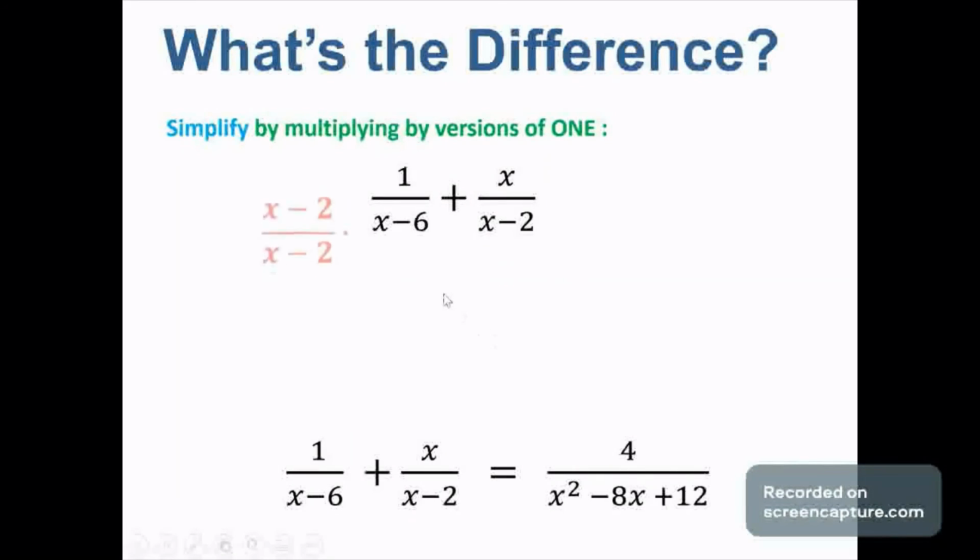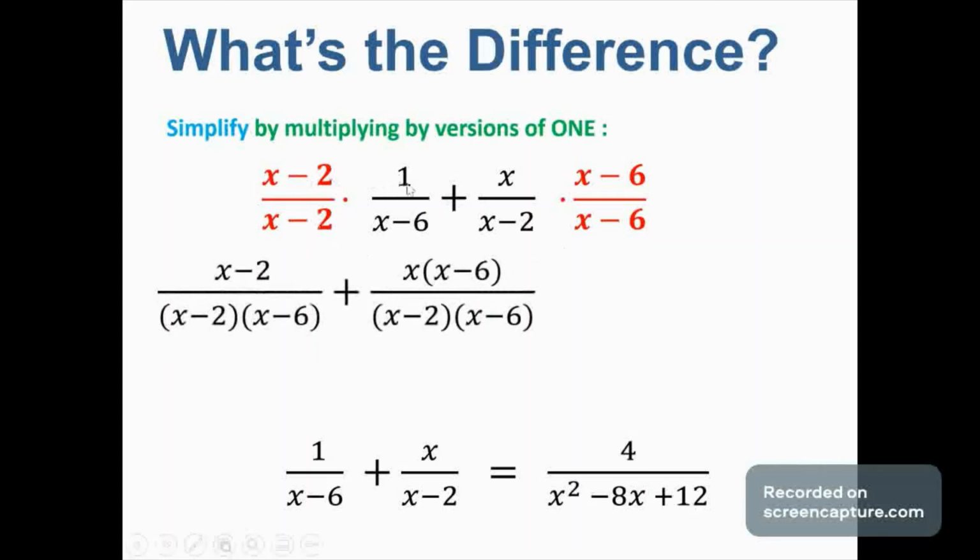So let's compare again. Here we have this. We want the same denominator in order to add these. So this one needs an x minus 2 in the denominator in order to have a common denominator. So I'm multiplying by x minus 2 over x minus 2. And over here, it needs an x minus 6 in the denominator, so I'm multiplying by that. When you multiply this here, you get x minus 2 over that common denominator, and plus, over here, you multiply by x minus 6 over x minus 6. You get this. Combine those.